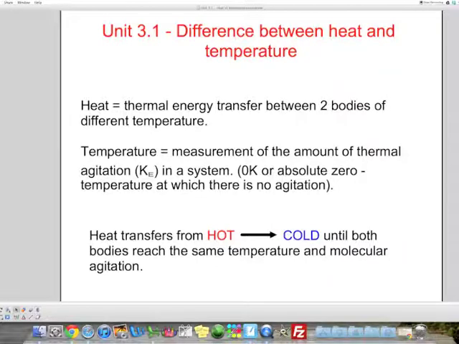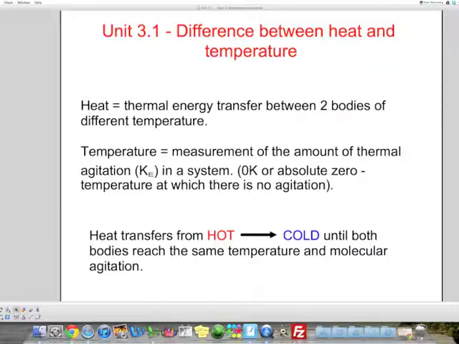Temperature is the measurement of the amount of thermal agitation, so the kinetic energy within a system. So we're not looking at two systems at that point, we're just looking at one and how much movement there is within the particles, within that actual system that we're looking at. Now the minimum amount of energy that there can be is 0. So at 0 Kelvin, which is also called absolute zero, there is basically no agitation.